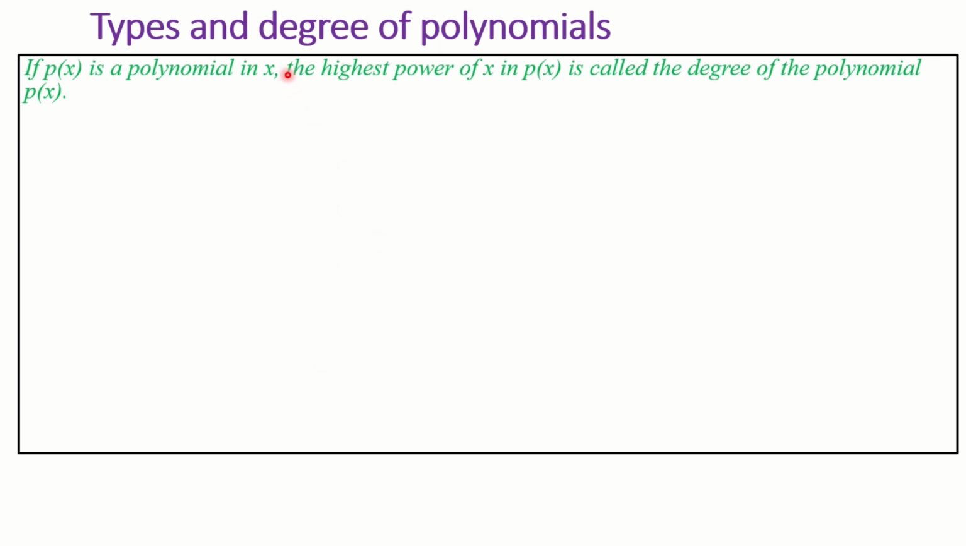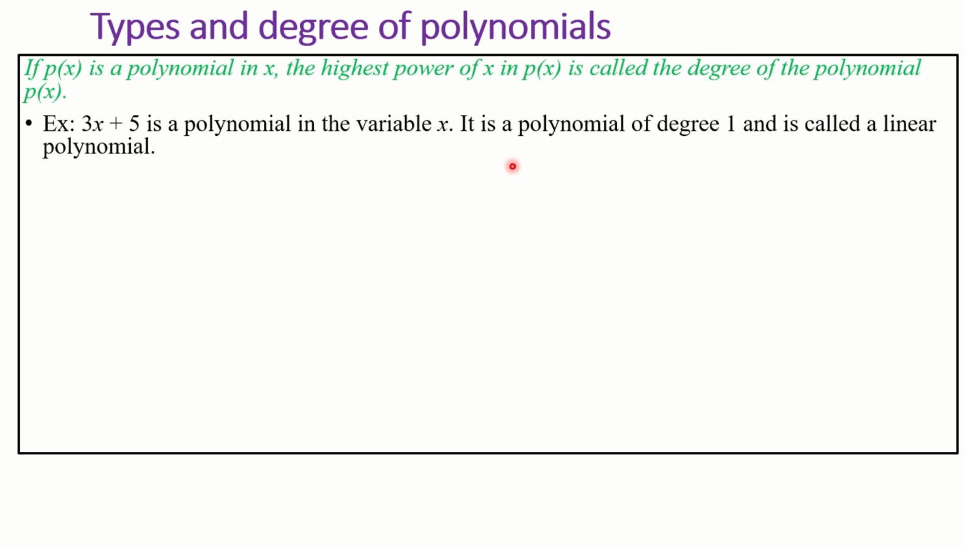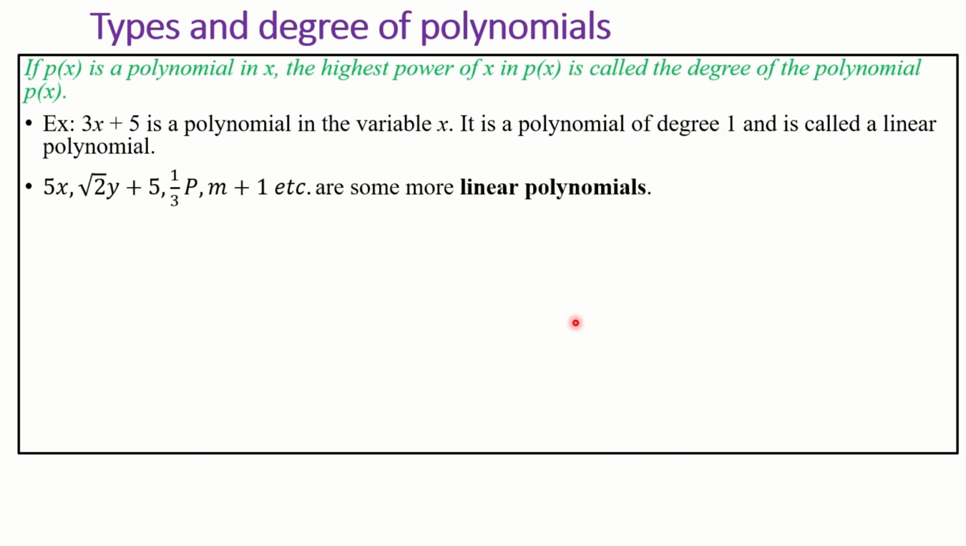If p(x) is a polynomial in x, the highest power of x in p(x) is called the degree of the polynomial. That is, 3x plus 5: the highest power of x is 1 here, so this is a polynomial of degree 1. It's called a linear polynomial. Other examples of linear polynomials are 5x, root 2y plus 5, 1 by 3p, m plus 1. Everywhere the variable power is a whole number, that is 1. For a linear polynomial, it has to be 1 max.